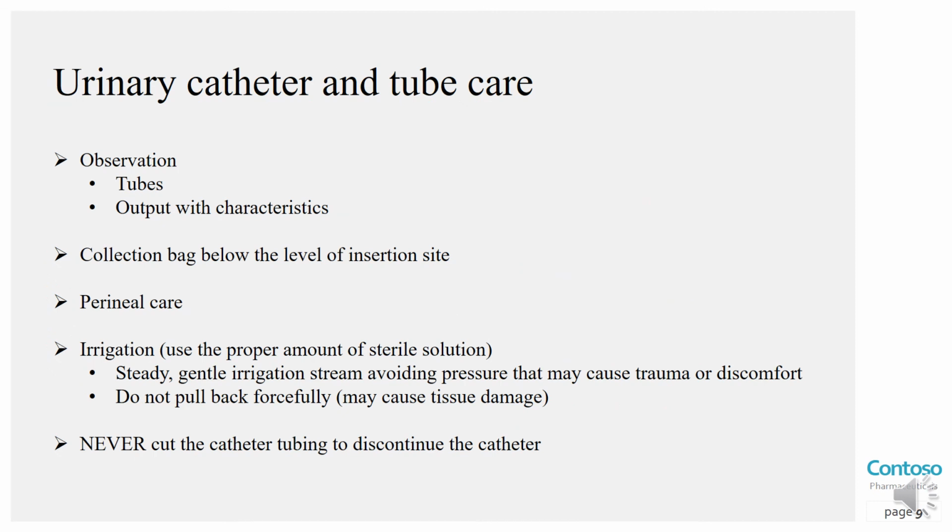So let's discuss some urinary catheter and tube care. This is on page 779 in box 33-3. But we will want to observe the tube of the catheter itself and then output with the characteristics. So what does the urine look like? What color is it? Is it cloudy? Is it clear? Does it have particles? Does it include mucus within the urine? All of those things need to be noted and then charted.